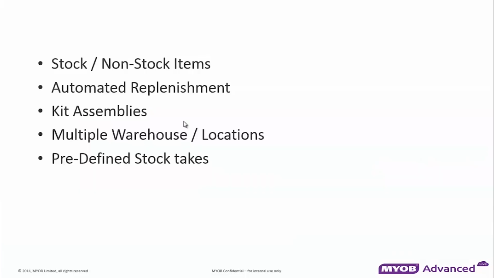We're going to be covering stock and non-stock items. We're going to be having a look at automated replenishment. Then we're going to have a little look at kit assemblies, multiple warehouses and locations. And then the final part of today's presentation is in regards to predefined stock takes.